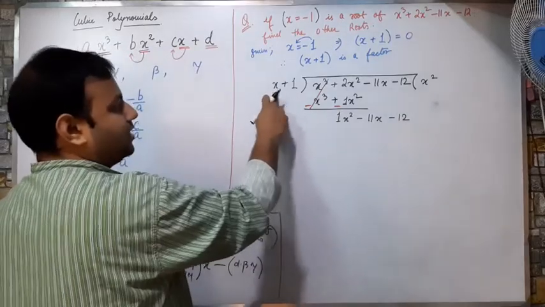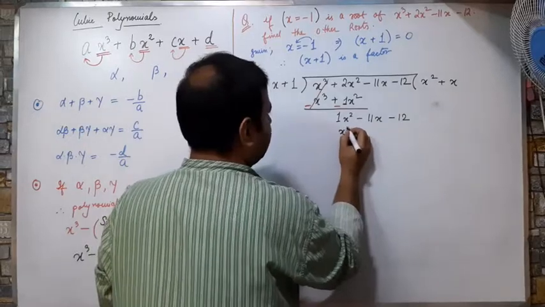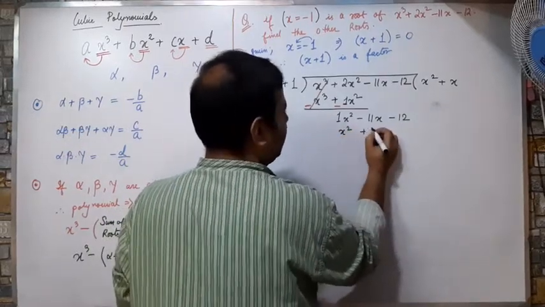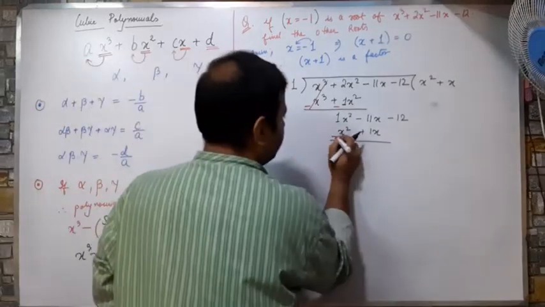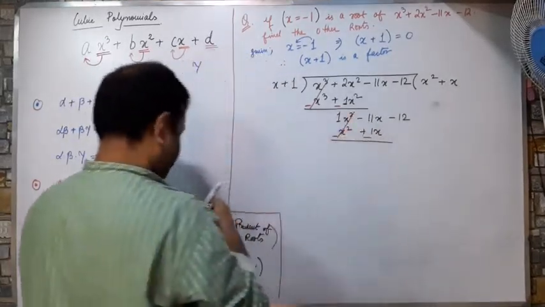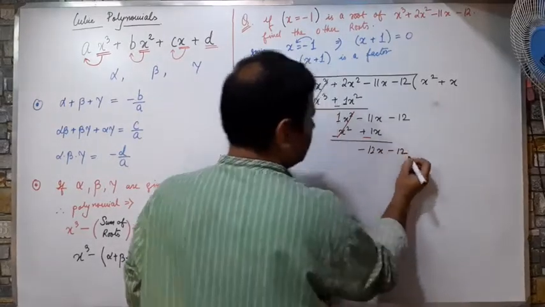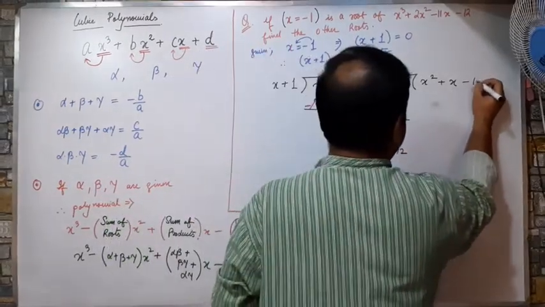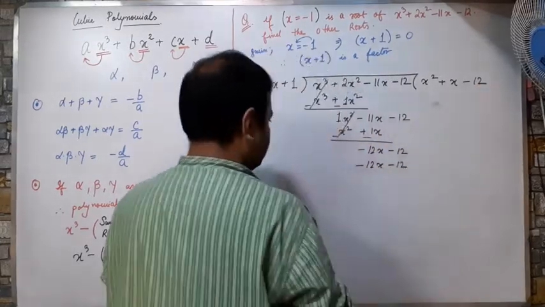Now x must be converted to x square. किसे इंटू करेंगे? Plus x. I will get here x square plus 1x. है ना? Change the sign. Minus minus. ये तो कट गया. I will get here minus 12x minus 12. Here I will write minus 12. So minus 12x minus 12.